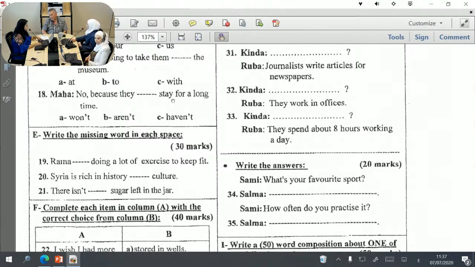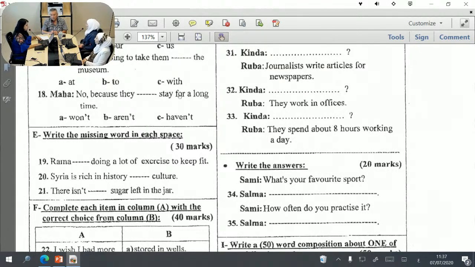Then we have the second part. They have to answer the question, to write the answer, but we assure them here, we focus that they need to write a sentence, at least 3 words containing a subject and a verb. They need to write a subject and not only 1 word. If it is what's your favorite sport, it's not enough to say football. It's better to say my favorite sport is football, or I play football.